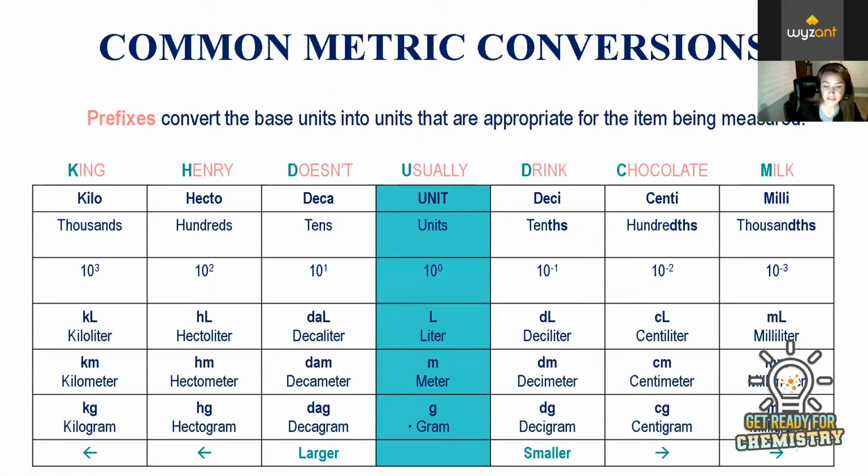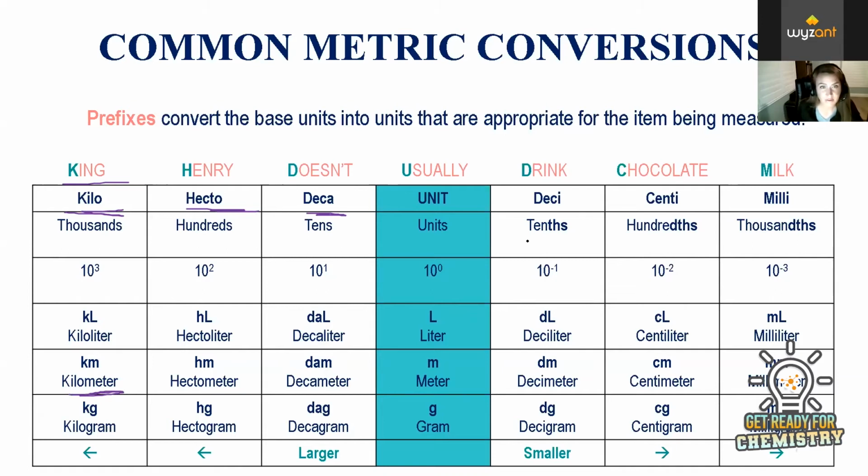So if our measurement is extremely large, we tend to use these units over here, kilo, hecto, deca, because these are more for larger units. So if we've got 5,000 meters, instead of saying 5,000 meters, we can report this in kilometers instead. So we could just say 5 kilometers instead of 5,000 meters.